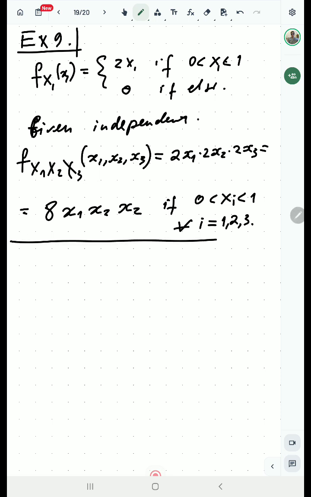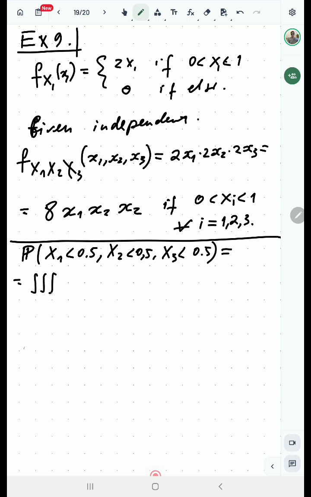And after that, it's very easy to calculate the probabilities. We have to find the probability that x1 is less than 0.5, and x2 is less than 0.5, and x3 is less than 0.5. To evaluate this probability, you have to use a triple integral from 0 to 0.5 for all of these. The order of integration can easily be changed in this case, because the intervals of x1, x2, x3 do not depend on each other.